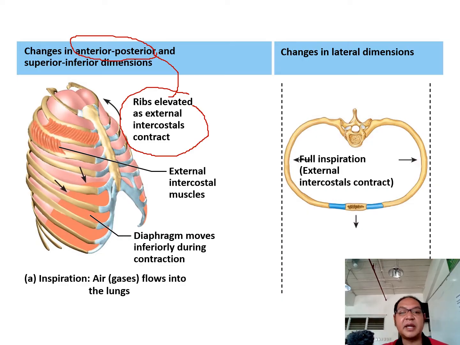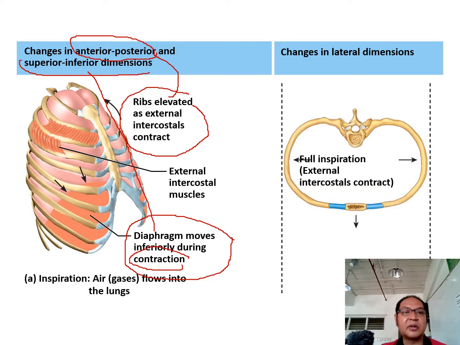Okay? And at the same time, the diaphragm moves inferiorly during contraction, or it flattens. Look at the diaphragm here, it flattens. So the superior, so what happened? The superior and inferior dimension increases in height. So increasing the thoracic cavity. So the intrapulmonary volume increases. Okay? The intrapulmonary pressure decreases, air will now go in. Okay?